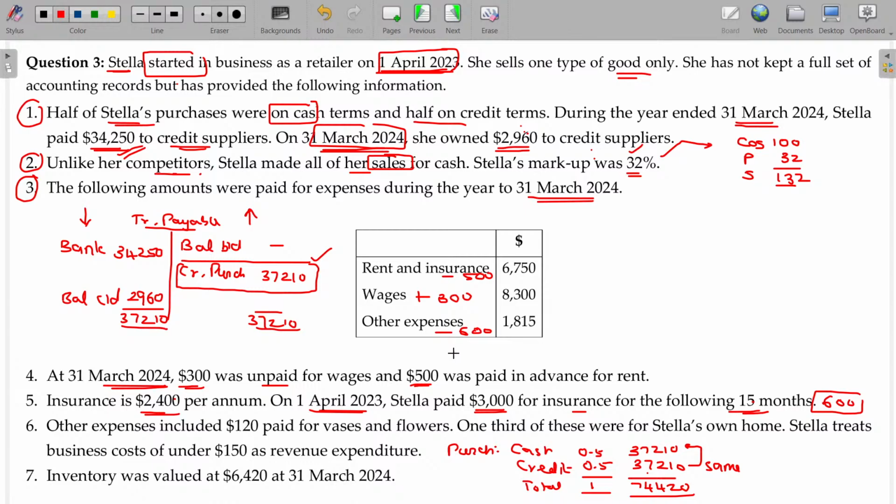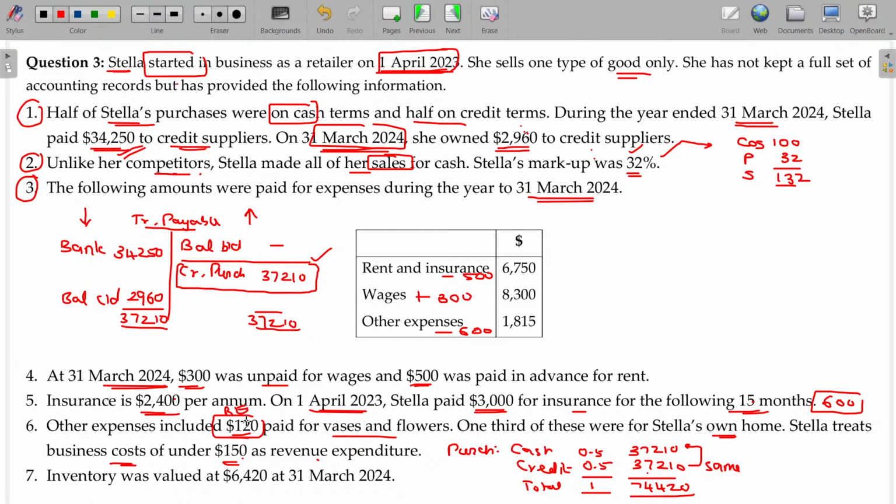Advance should be subtracted. Outstanding should be added. Okay, we have done this. Other expenses included 120 paid for vases and flowers. 1/3 of these were for Stella's own home. And Stella treats business cost under 150 as revenue expenditure. So as per her practice, whenever she makes any payment of value less than $150, it will be considered as revenue only. So this flower and vases being 120, which is less than 150, is named as revenue expenditure alone.